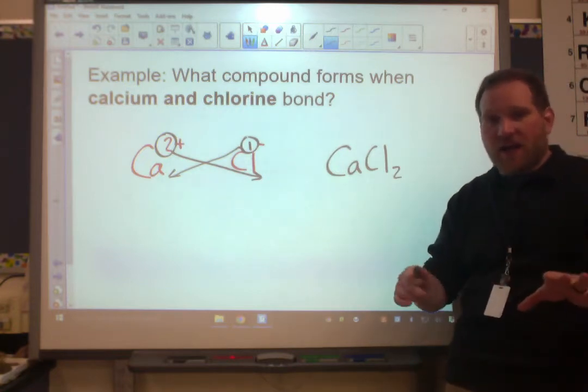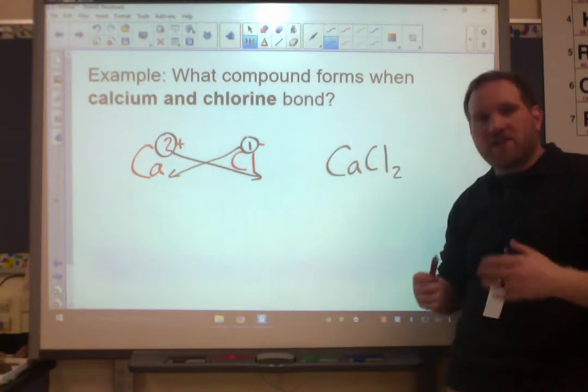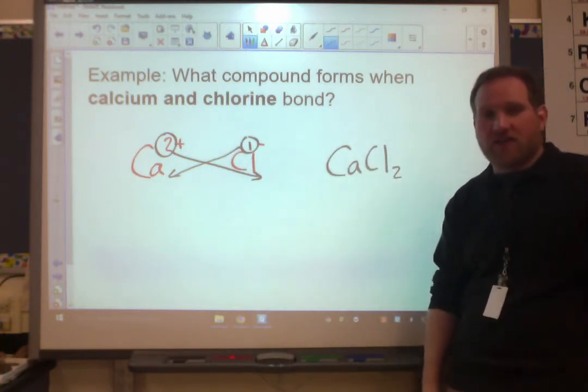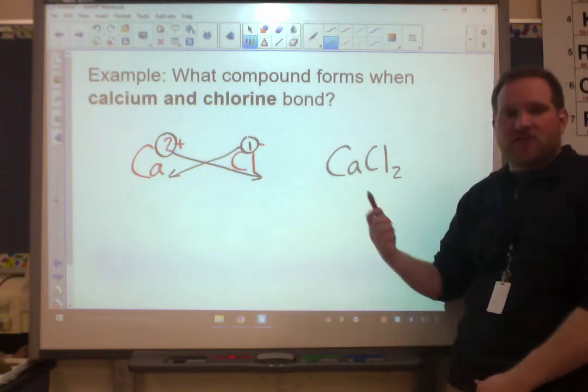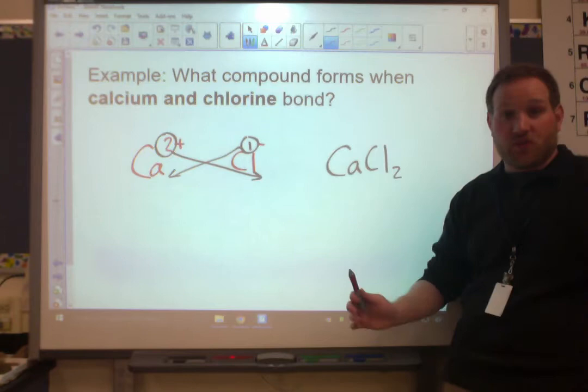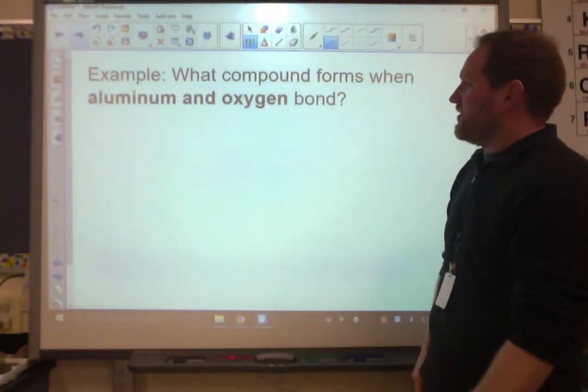You're not indicating how many there are. If you see it written calcium chloride, it's up to you to know or to figure out how many there are based on the periodic table. So it's not like you're going to say calcium dichloride, CaCl2. You would just say calcium chloride. Simple. Another example, aluminum and oxygen.